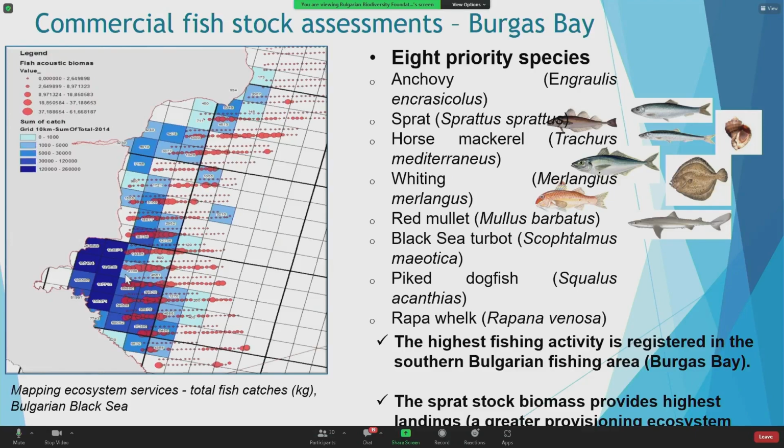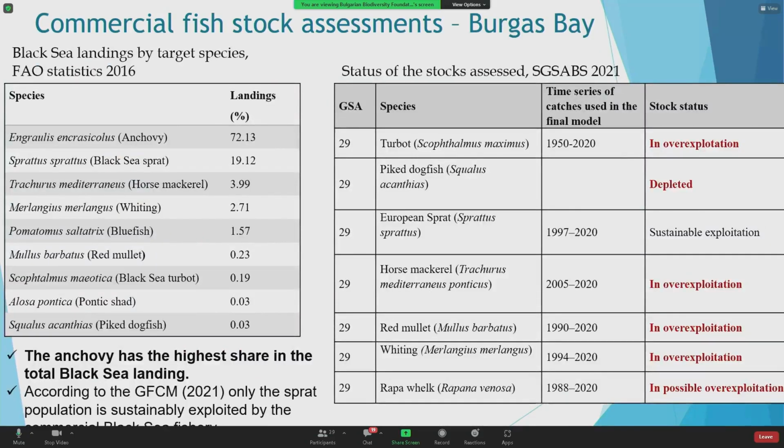There are only 8 fish stocks that are being exploited in Bulgaria, and of these, the anchovy and the Black Sea sprat take more than 90% of the fisheries. The other species are migratory fish species or locally present in different seasons, which are not important. And most importantly, all of these species are overexploited or depleting, with the exception of the sprat, which is somewhat sustainable. And the presence of this sprat in the Burgas Bay is also related to the high productivity of the marine waters here.